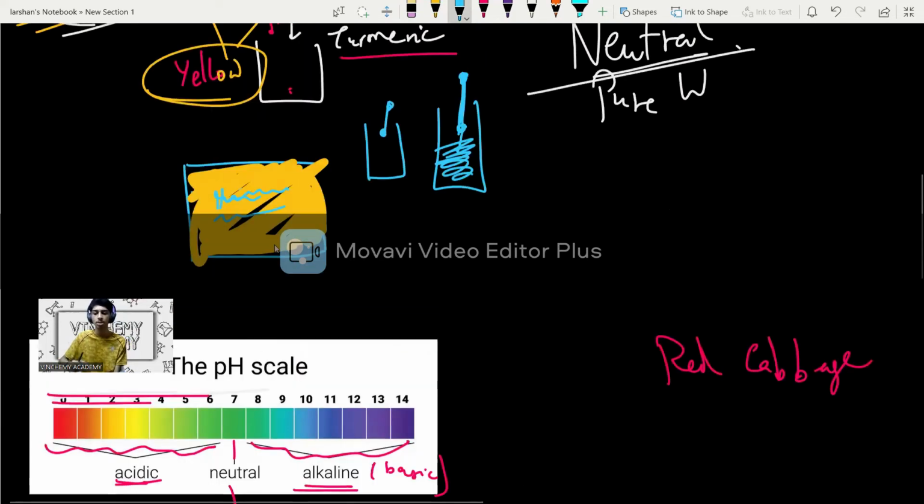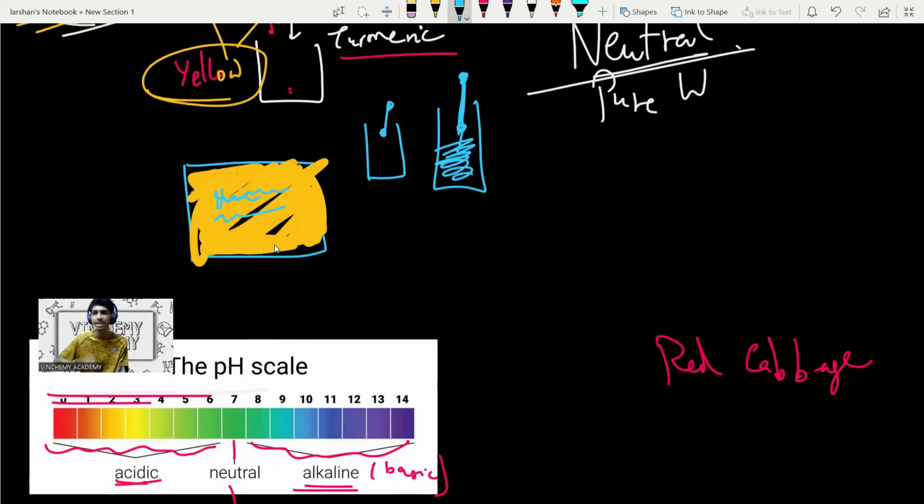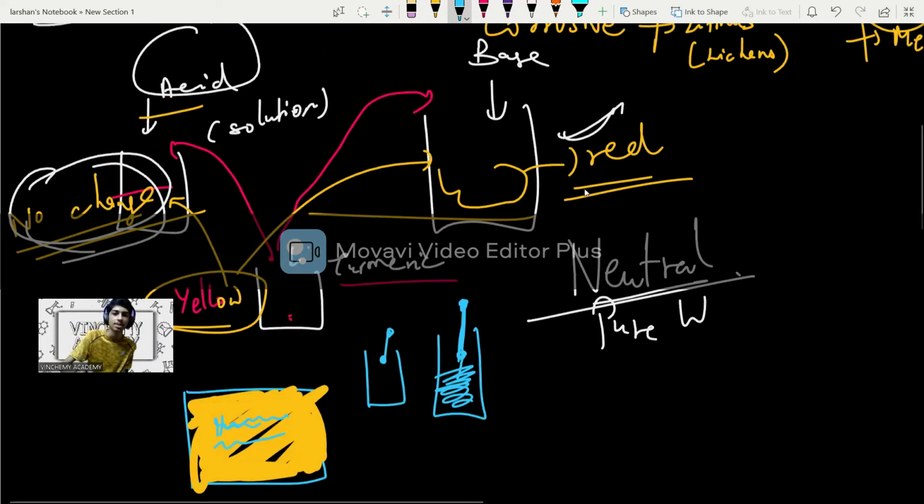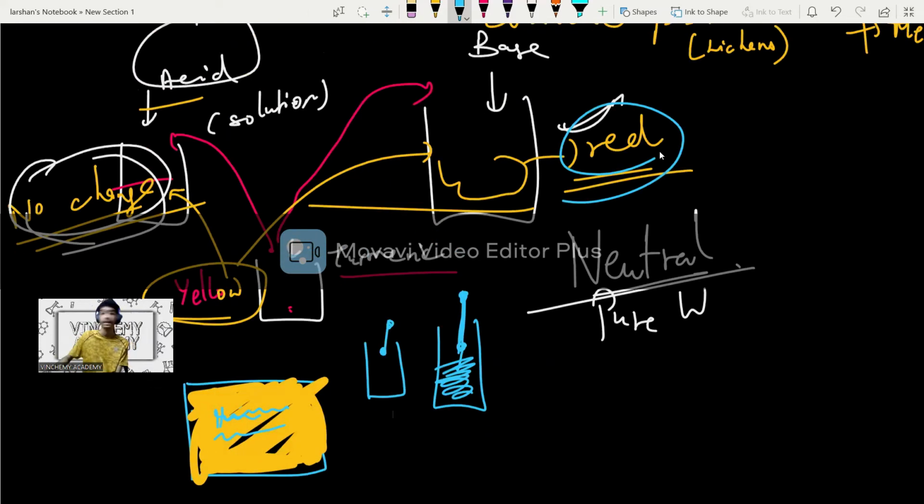And you may have observed, if you have some curry spilt on a white dress, curries generally have turmeric powder, isn't it? So when you dip it in some soap solution, it changes to red. Same reason. Because soap solution is basic, so it changes the turmeric into red color.